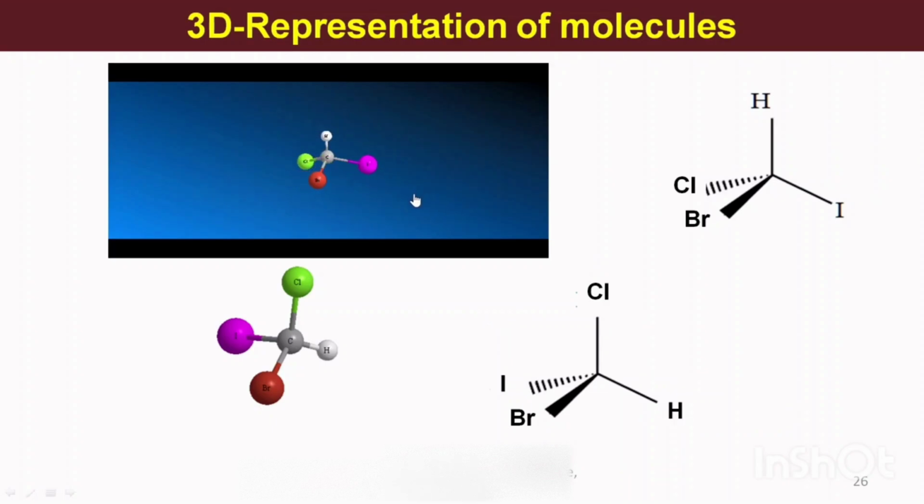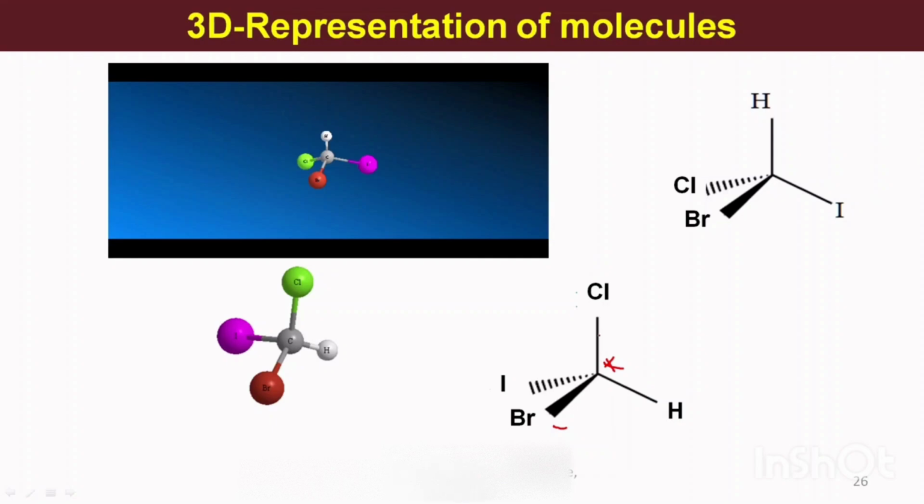In this type, three types of lines are used. See the given example. When four different groups are attached, the molecule is chiral. So the wedge formula is used to represent it. How? Here three kinds of lines are used. One is this solid wedge bond, another one is the dashed bond, and the other two are ordinary lines.